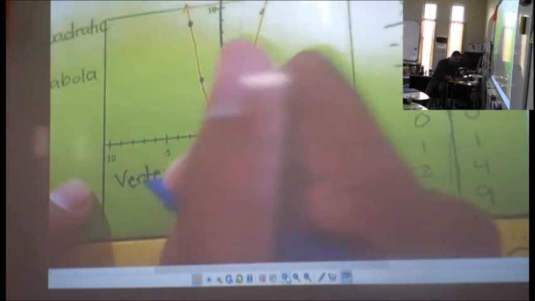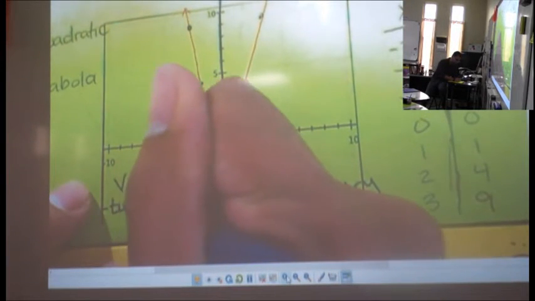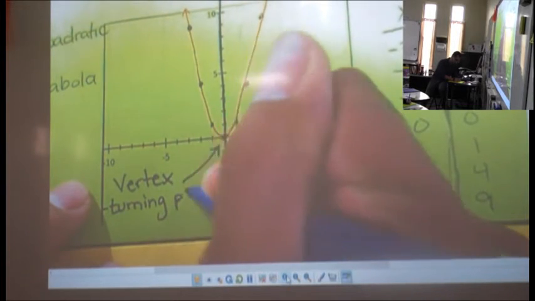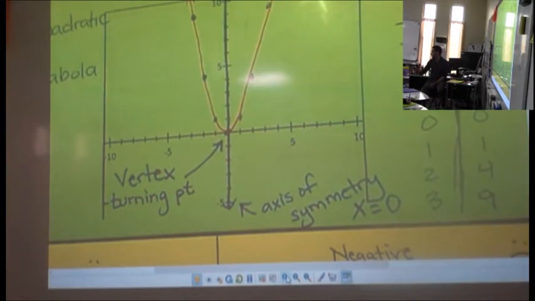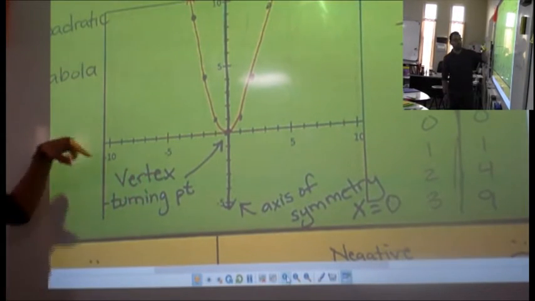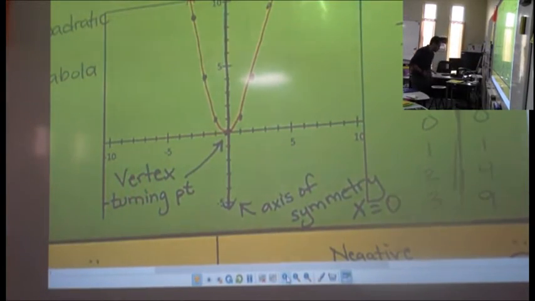Vertex is just the turning point. The way I remember vertex is I remember it kind of looks like a tornado, and that'd be the vortex, the center of the tornado. I never knew that. So don't put vortex, but that's a good way of remembering. So the vertex is the turning point of the parabola.